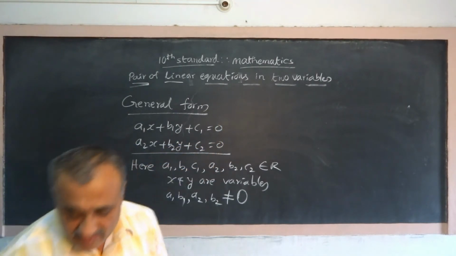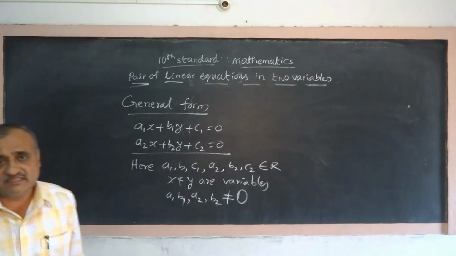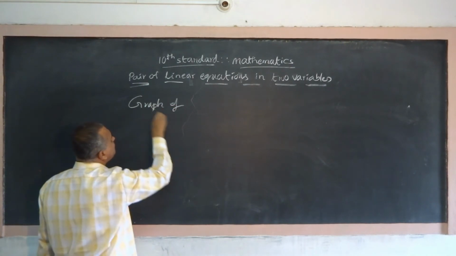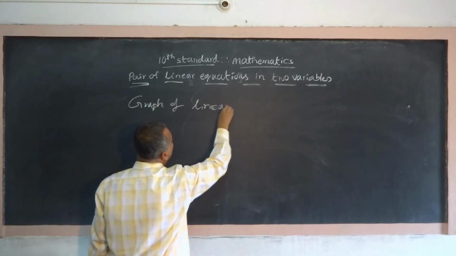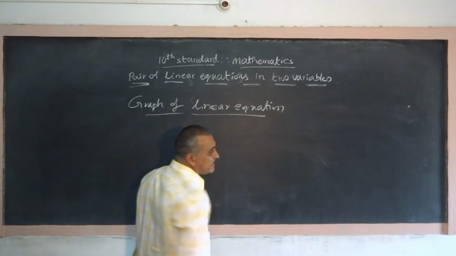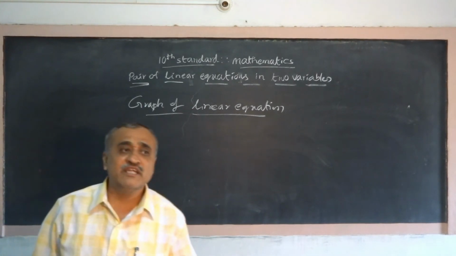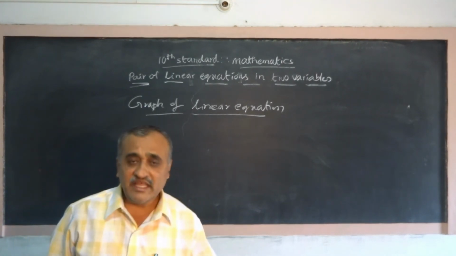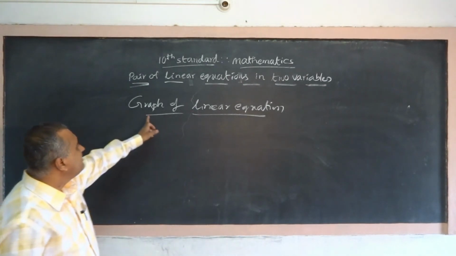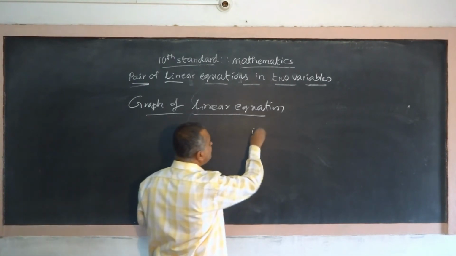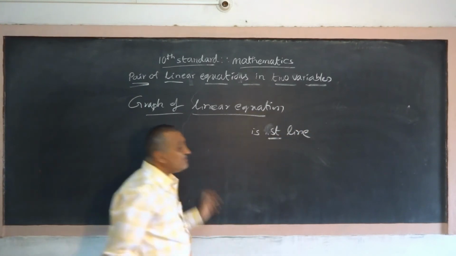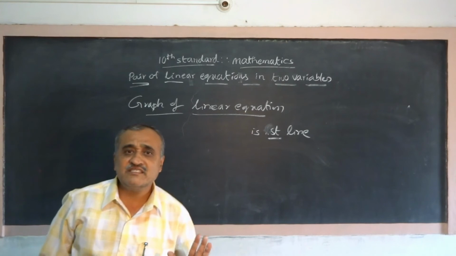Now let us take some other concept: the graph of a linear equation. In 9th standard you have learned it. I will just recall it: the graph of a linear equation is a straight line.